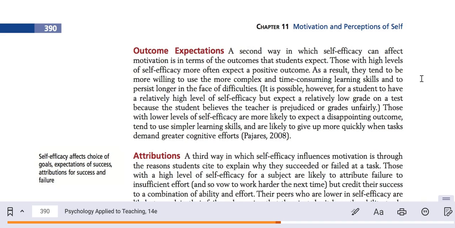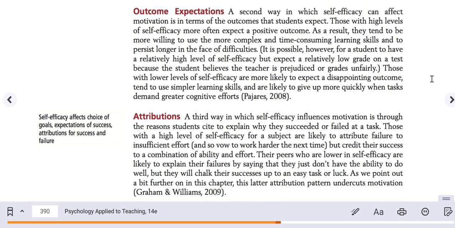It is possible, however, for a student to have a relatively high level of self-efficacy but expect a relatively low grade on a test because the student believes the teacher is prejudiced or grades unfairly. Those with lower levels of self-efficacy are more likely to expect a disappointing outcome, tend to use simpler learning skills, and are likely to give up more quickly when tasks demand greater cognitive effort.